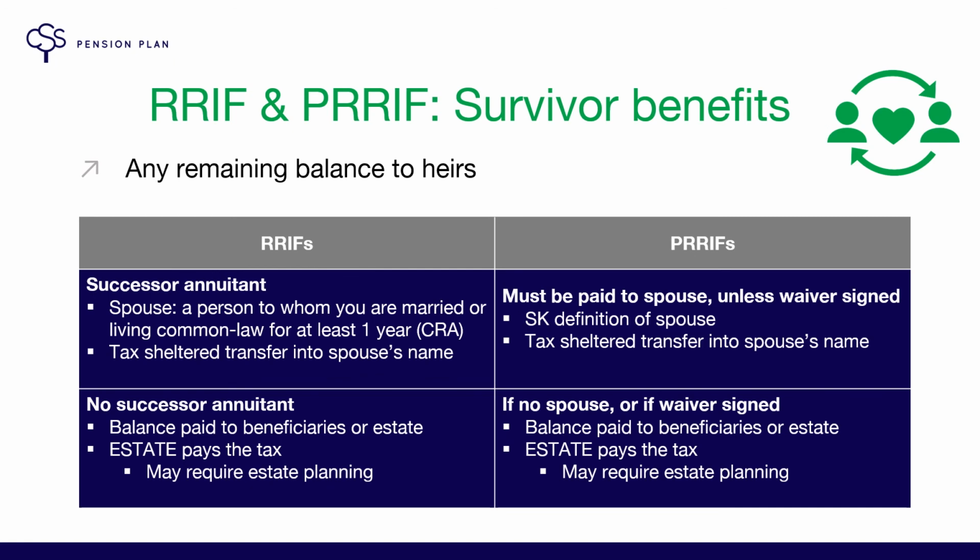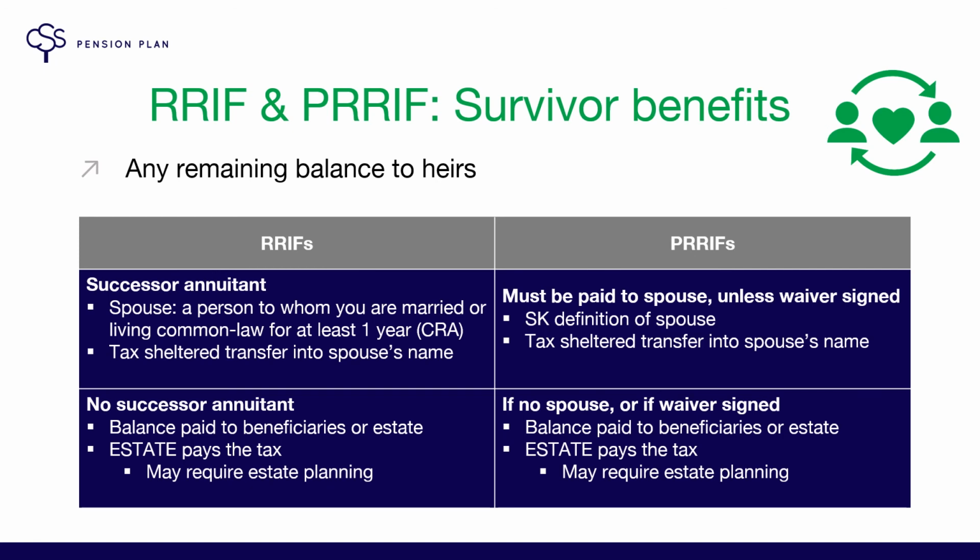With the PRIF, if you have a spouse as defined by Saskatchewan pension legislation, he or she must be the beneficiary unless they sign a waiver form. Like the RIF, it would be a tax-sheltered rollover to your surviving spouse upon your death. If there is no spouse or your spouse signs the waiver form, then it's a taxable lump sum to your named beneficiaries or estate. Again, it doesn't matter if the named beneficiaries or estate gets the remaining funds, the estate must pay the income tax.